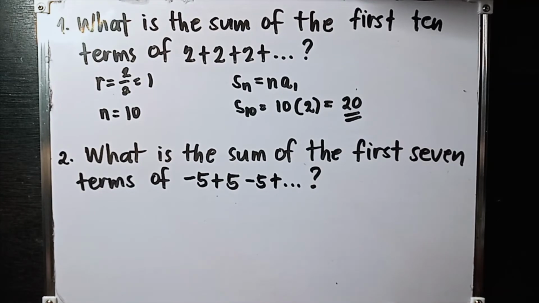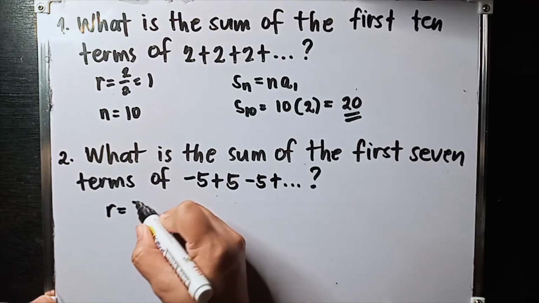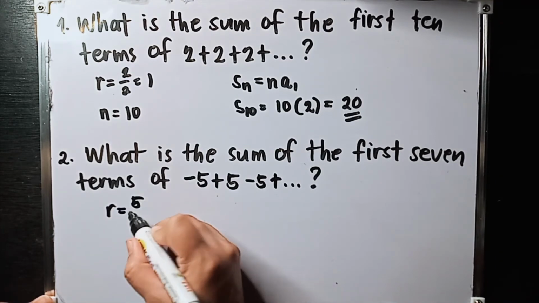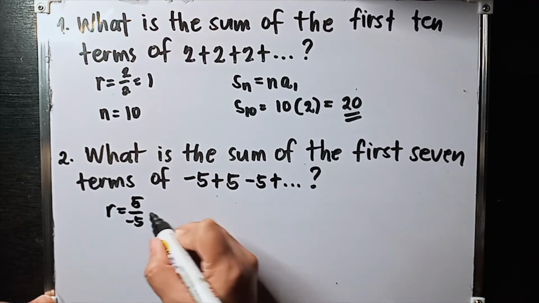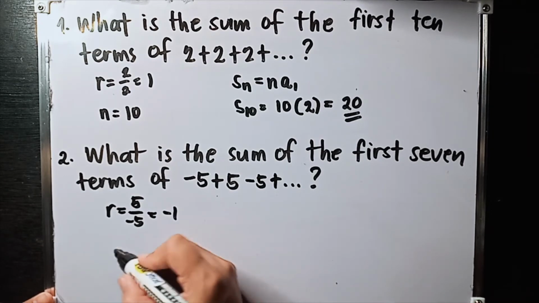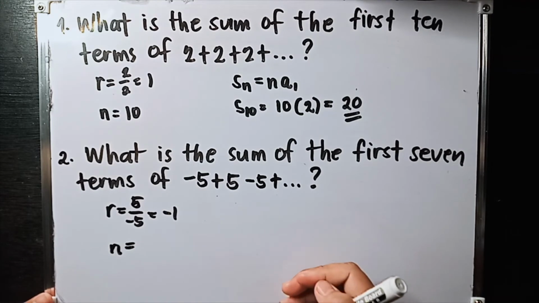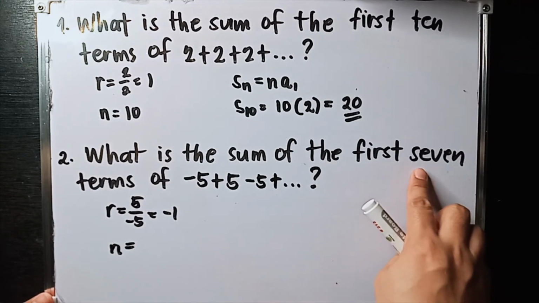Let's have the second one. What is the sum of the first 7 terms of negative 5 plus 5 minus 5 plus and so on? So what is the common ratio? We have 5 divided by negative 5. So it means that the common ratio is negative 1. And then we identify our n. How many terms to be added? So we have first 7.